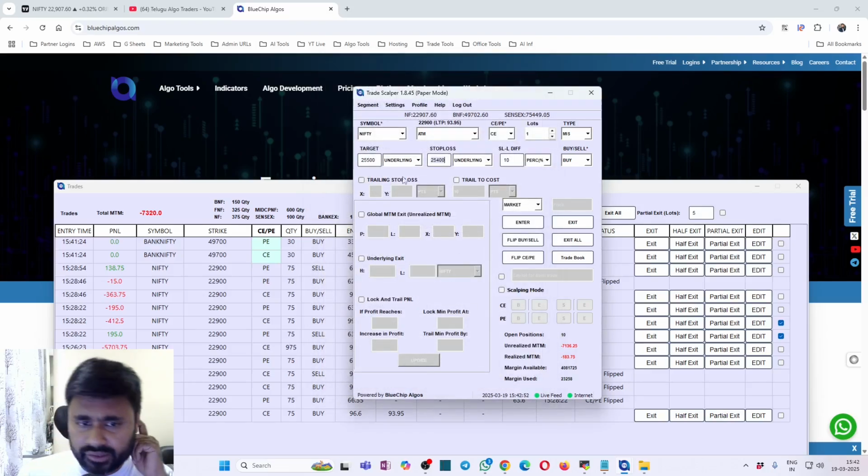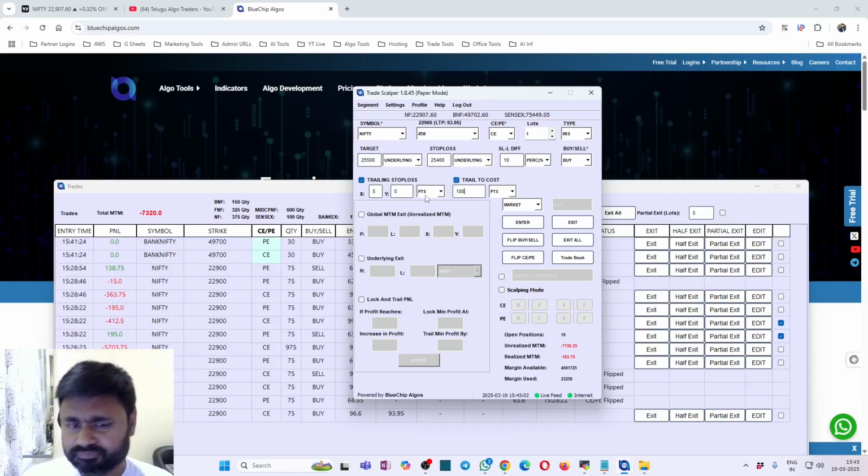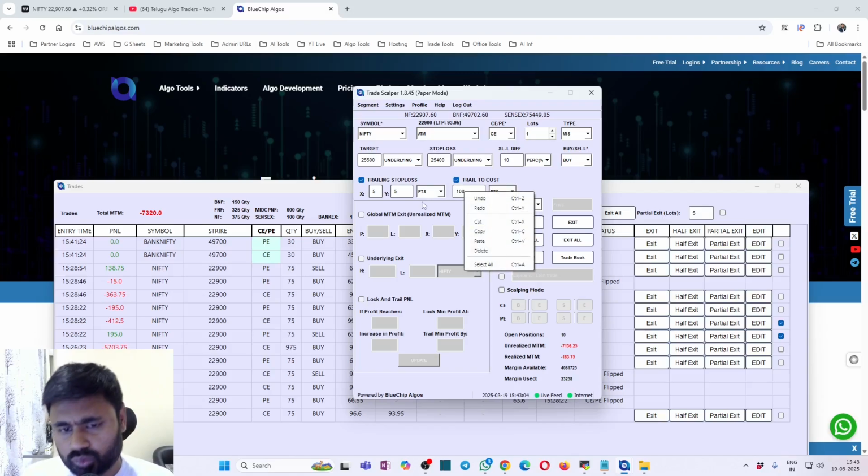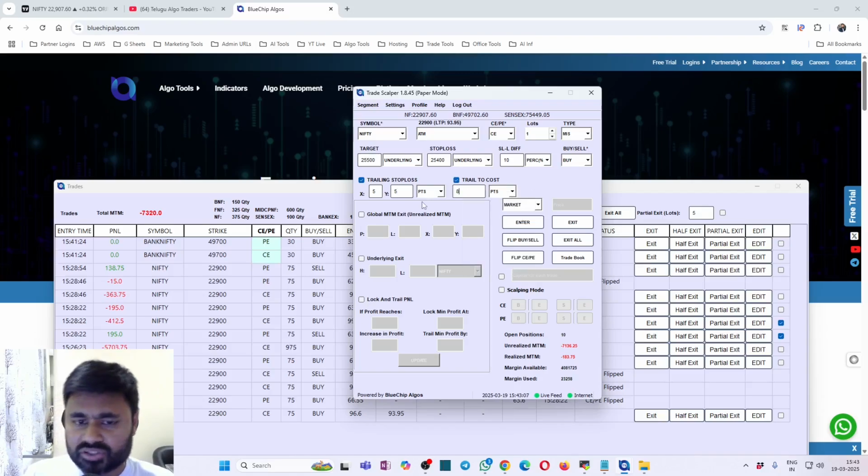All right, and of course we have trailing stop loss. Let's say you get 5 rupees profit and your stop loss should be trailed by 5 points. Yeah, you can do that. And trail to cost also. Let's say you bought at 100 rupees, for example, and once you get 8 rupees or 8 points profit, your stop loss should be trailed to cost price. Okay, that's called trail to cost. Yes, that is also available.